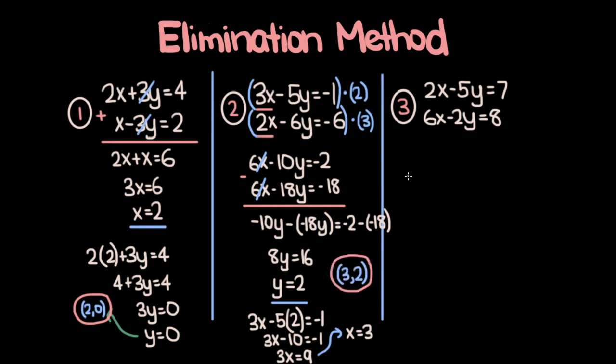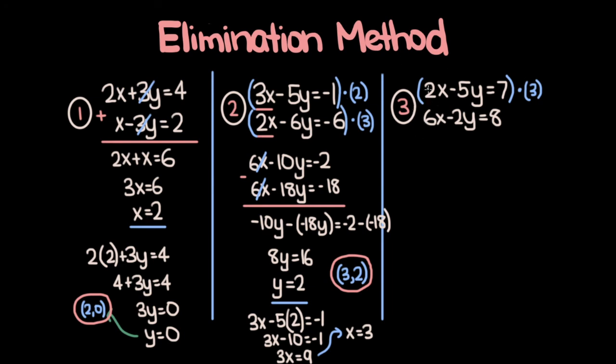Alright, now let's do one final example. Here we have 2x minus 5y equals 7, and 6x minus 2y equals 8. Now, the simplest way to go about this would be to eliminate x. We have 2x in our first equation and 6x in our second equation. So if we multiply all of the first equation by 3, then we'll have 6x in the first equation and 6x in the second equation. And if we subtract, the x's will be eliminated.